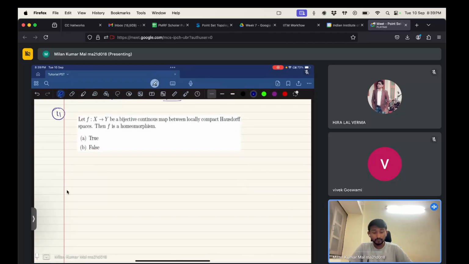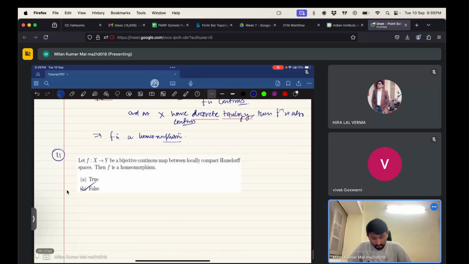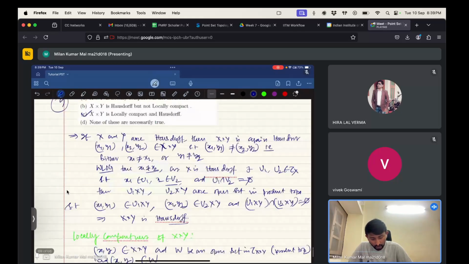If f from X to Y is a bijective continuous map between locally compact Hausdorff spaces, then f is a homeomorphism. I think we have discussed that already. That is false. Question number 2, I think we have discussed. Still, I can discuss a little bit.